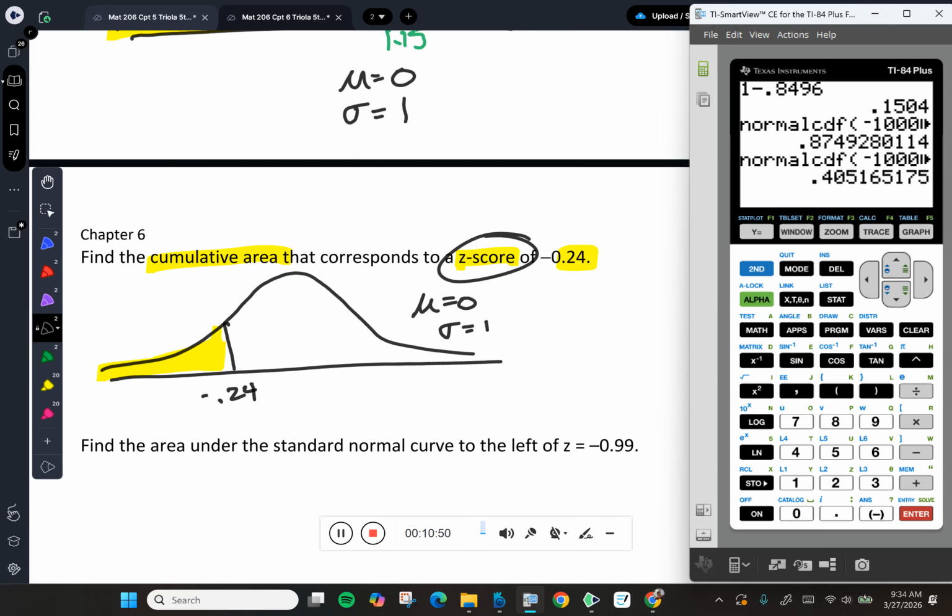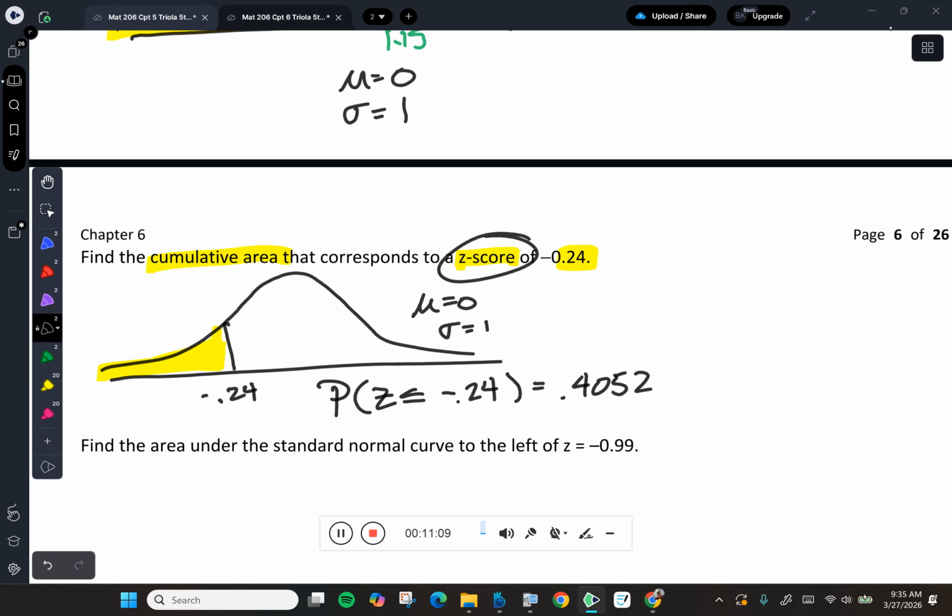And I get 0.4052. So the probability that z is less than or equal to negative 0.24 is going to be 0.4052, rounded to 4 decimal places. All right? So here's the big takeaway. What does that mean? Cumulative area means you're looking at a left tail problem.